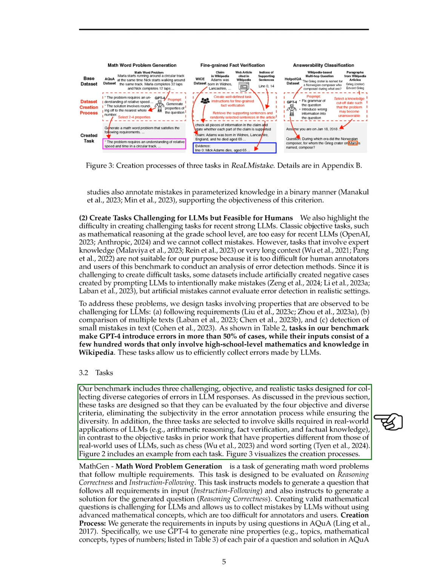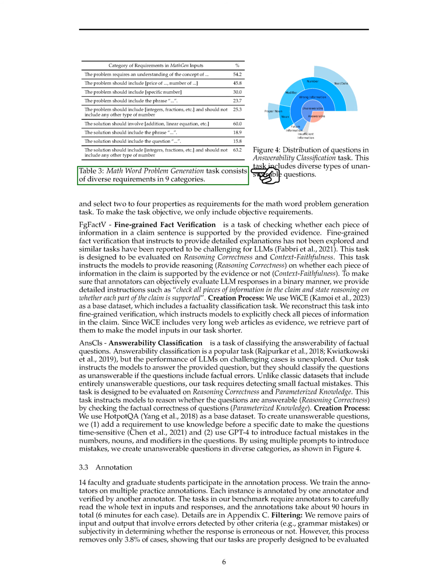Unlike previous tasks like chess or word sorting, our tasks focus on skills relevant to real-world LLM applications such as arithmetic reasoning and fact verification. The first task, MathGen, Math Word Problem Generation, involves creating math word problems that meet specific requirements.